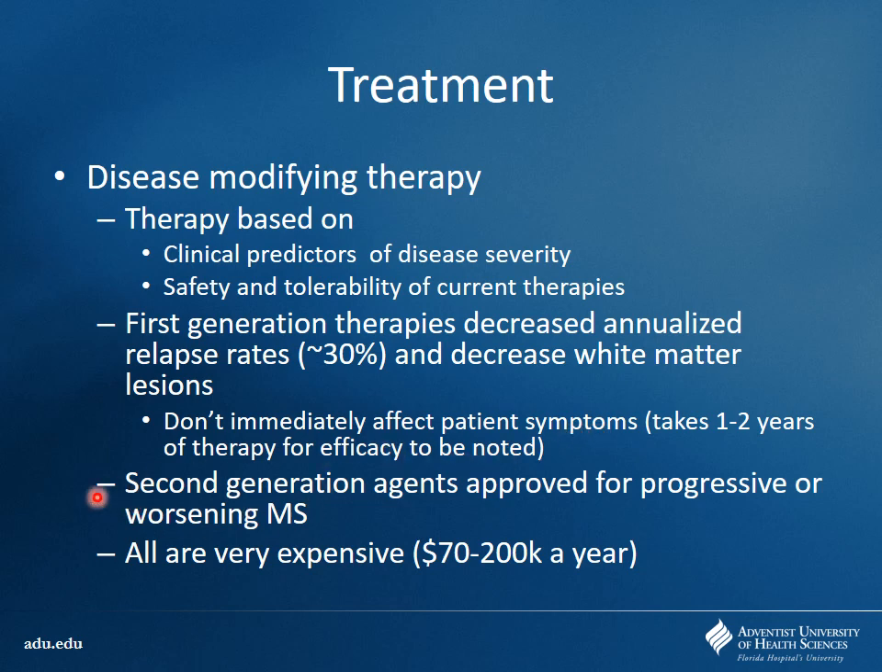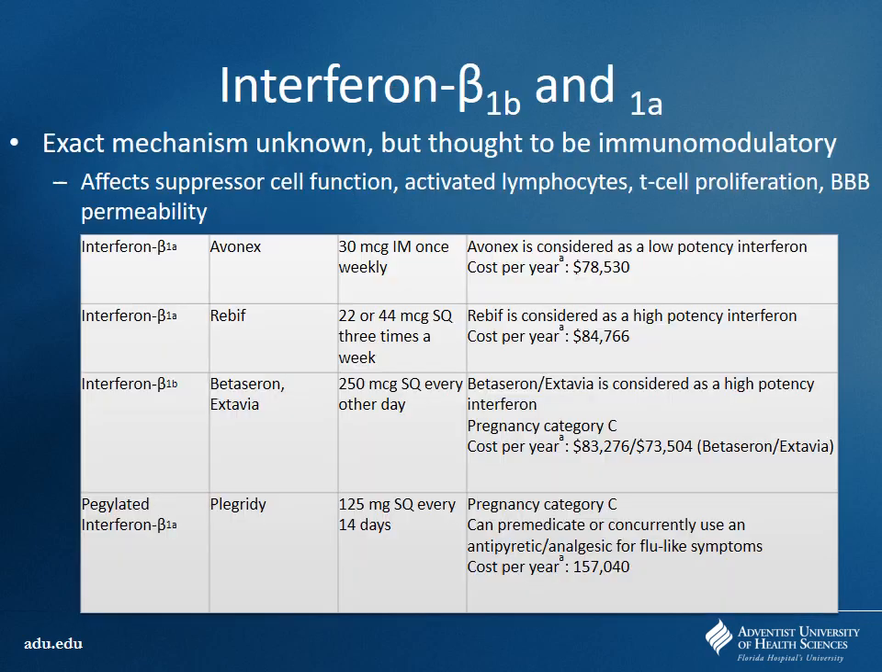Now we're starting to have some more second generation agents, but these all tend to be very, very expensive. Some of these can range anywhere between $70,000 to $200,000 a year for treatment. But it is a lot better than the alternative of dealing with a lot of the complications of MS. Especially, a lot of these patients have big pain issues, and when you have a lot of pain issues, you end up taking a lot of opioids, and then you get addicted to opioids, and it can be a whole big issue, right? In the middle of an opioid crisis, if we can help these patients with these issues, it's going to be better for them.